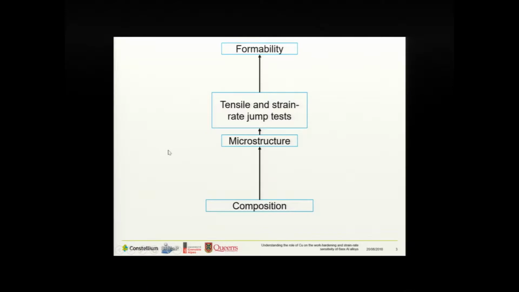So this project is going from start to finish. We start off with the compositions. We then look at how the compositions and the different processing methods will then change the microstructure that you form. We can then analyze these microstructures through tensile and strain rate jump tests in order to get our work hardening and strain rate sensitivity properties, and finally how this all leads up into the formability.